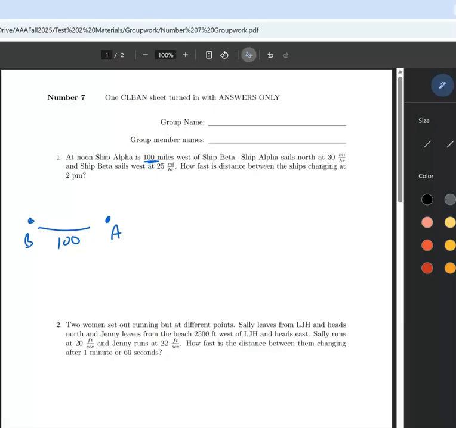So ship A is sailing north. So truly, we don't want to keep A here. We want A to be that side length because A is the boat, right? But we want the distance that it's moving.